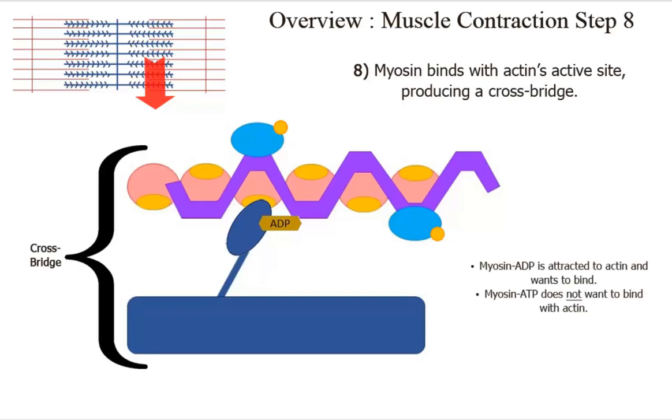Also make a note that when the myosin head is bound to ADP, it really is attracted to the active sites on actin and wants to bind, whereas if the myosin head is attached to ATP, it does not like the active site on actin and does not want to bind. That becomes important in a moment.